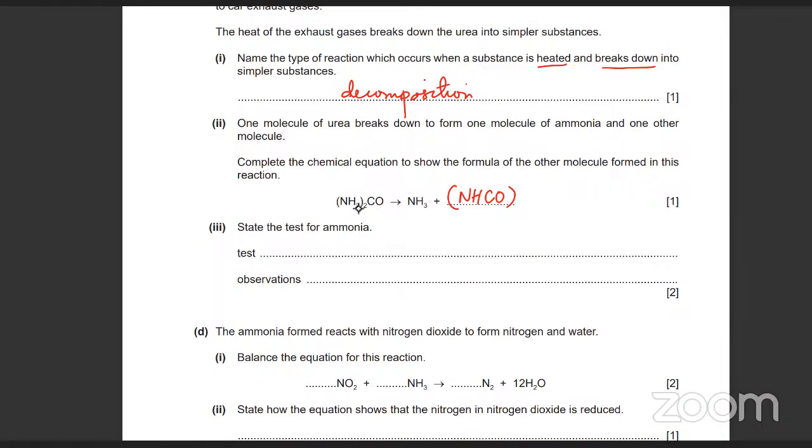Yes. Okay, then, what is the test for ammonia? Damp litmus paper.